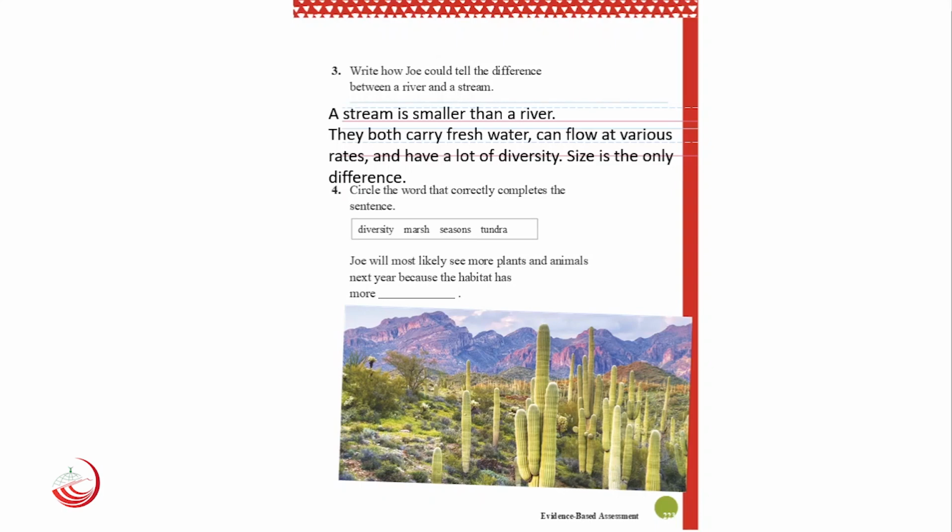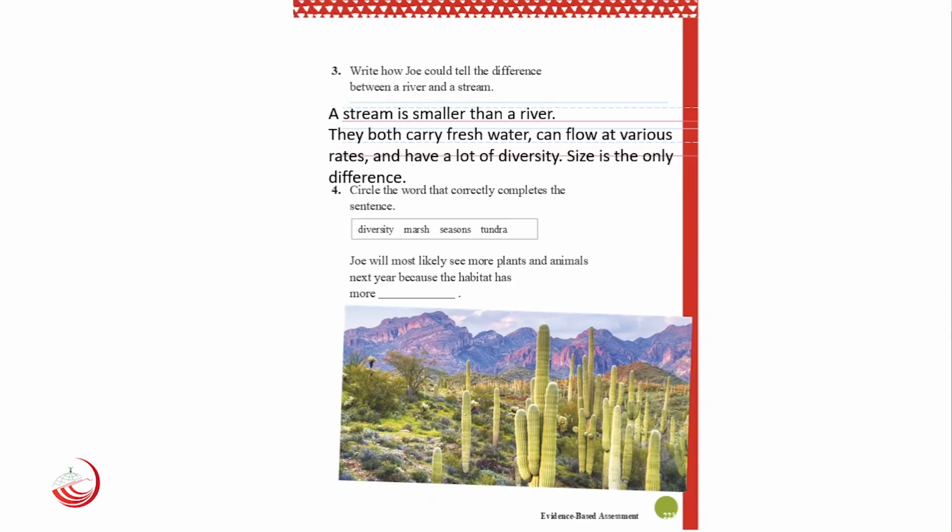Number 4, circle the word that correctly completes the sentence. Joe will most likely see more plants and animals next year because the habitat has more what? Diversity, maybe. So, we said next year, where is he going? He's going to the forest. Okay. So he's going to see more plants and animals next year in the forest because the habitat has more diversity, probably.